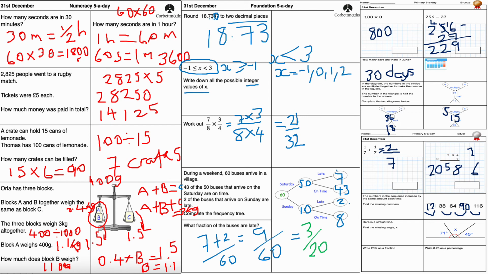Next question. Here is a straight line. Find the missing angle of x. Well, angles on a straight line add up to 180. So 71 plus x plus 45 has to equal 180. Well, 71 plus 45 gives me 1 plus 5 is 6. 7 plus 4 is 11.